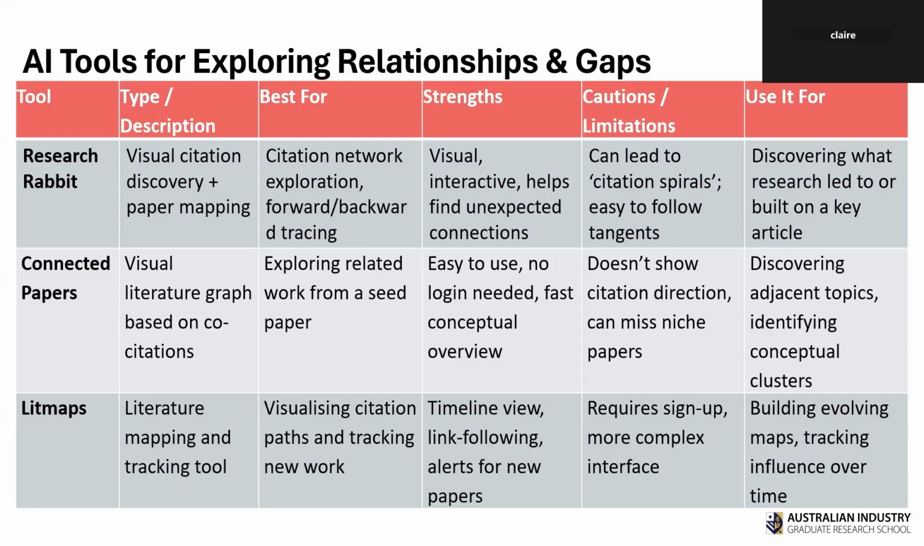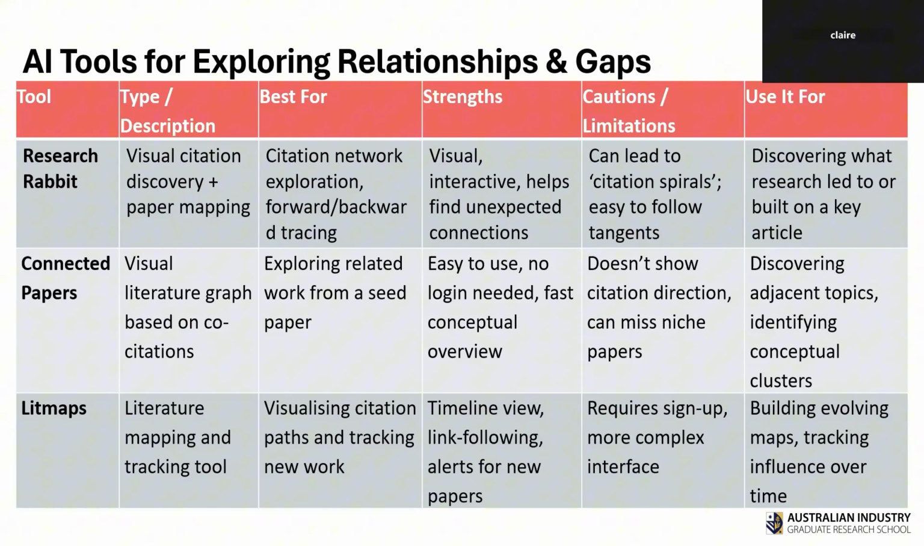So it's really great for interdisciplinary work. We can find unexpected connections. It's very visual and interactive. As I mentioned earlier, it can lead to citation spirals, so we can get lost in a bit of a tangent. That's just something to watch out for with Research Rabbit. But it's great if you want to trace forward and backwards connections from a known article and understand its scholarly context, even if it's not a known article. But just be careful, as I said, about falling down those rabbit holes.